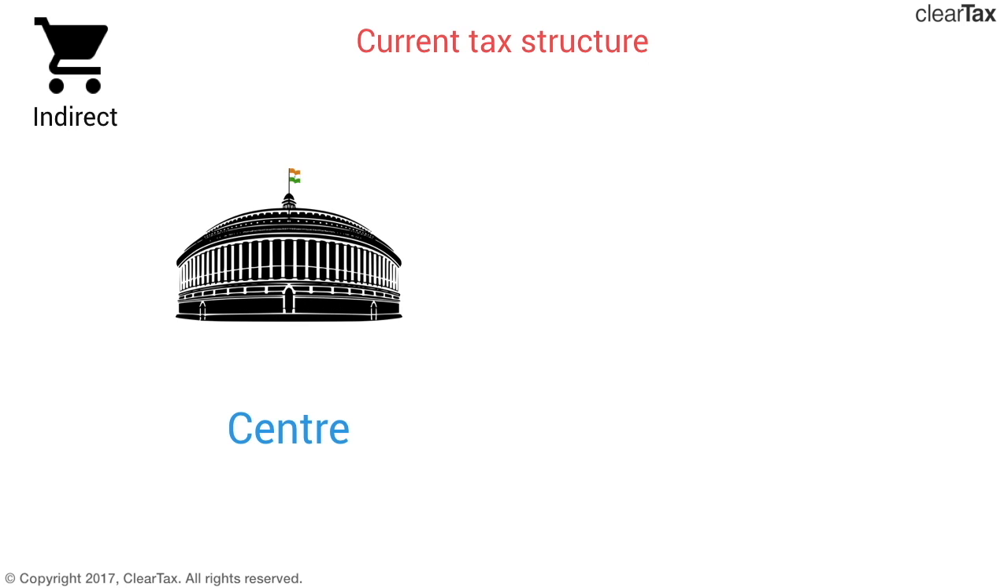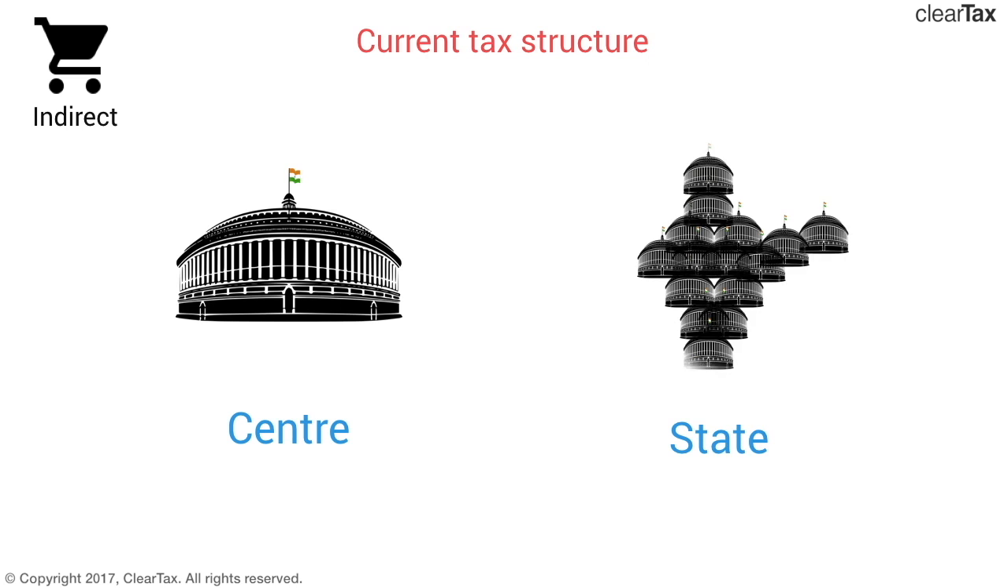The current indirect tax structure can further be divided into two broad categories, the central tax and the state tax. The central tax is levied by the central government and the state tax is levied by the various state governments. Just a little warning before we move ahead. The number of indirect taxes which exist in our tax structure today is mind-boggling.